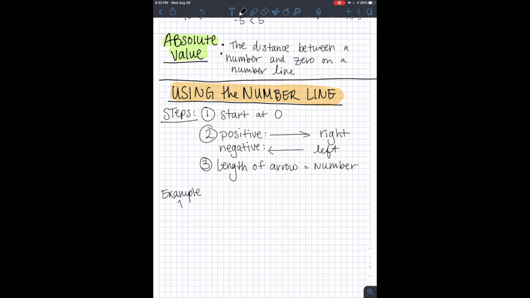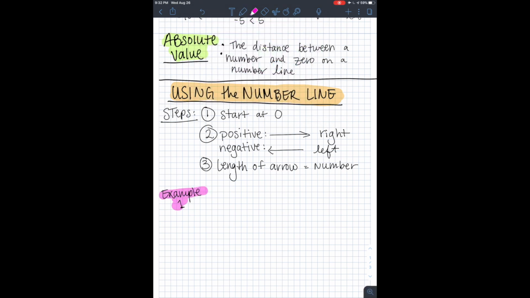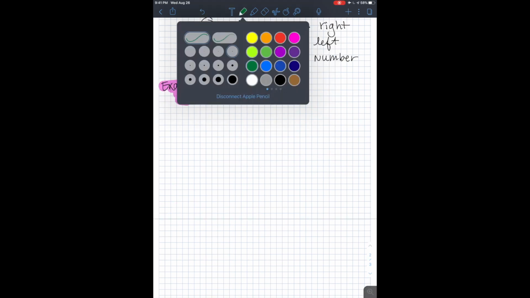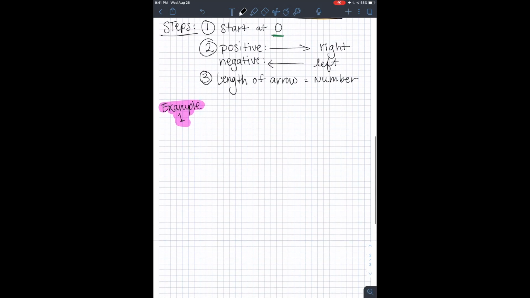Example number 1. Which I'm going to color code in a different color. And then I'm going to erase it because I didn't like how I highlighted it the first time. Because I'm picky, apparently. Example number 1. Let me just make sure that you guys can see everything. We can see the steps and we can see the example.